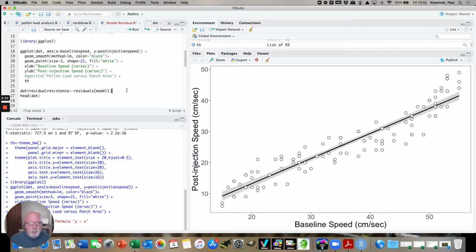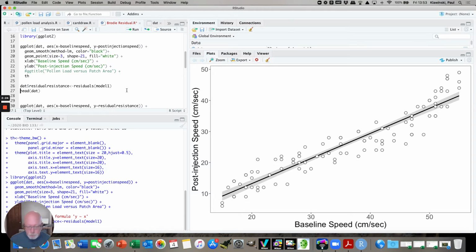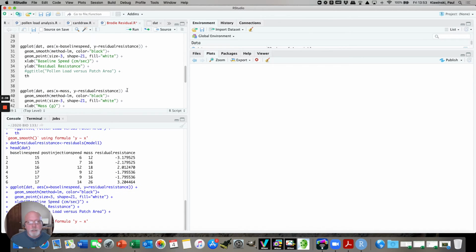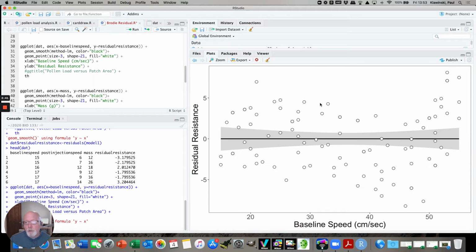So in R, we can actually have R calculate those residuals for us, and we can store them so we have residual resistance. And now when we look at baseline speed, which is right here, versus residual resistance, hopefully we've removed the effect of baseline speed. And so when we look at that plot, we see that baseline speed varies a lot, but residual resistance is not correlated with it. So these individuals up here are highly resistant, even though they started out at a high baseline speed. But this individual here is also highly resistant, even though he started out at a really slow baseline speed.